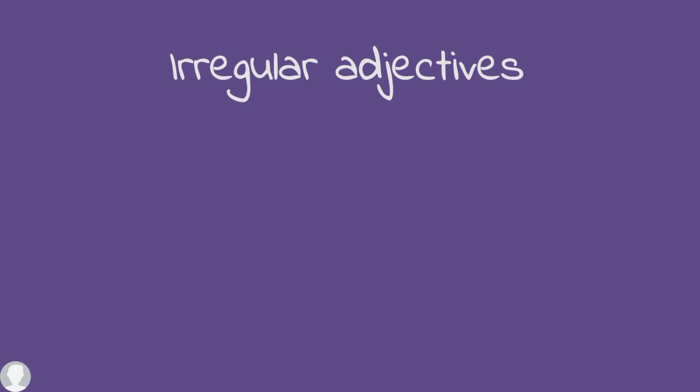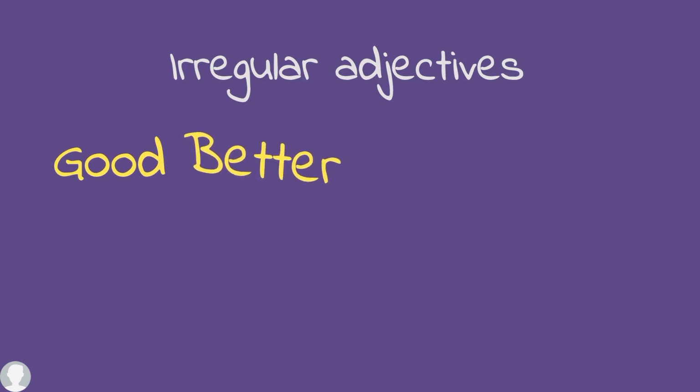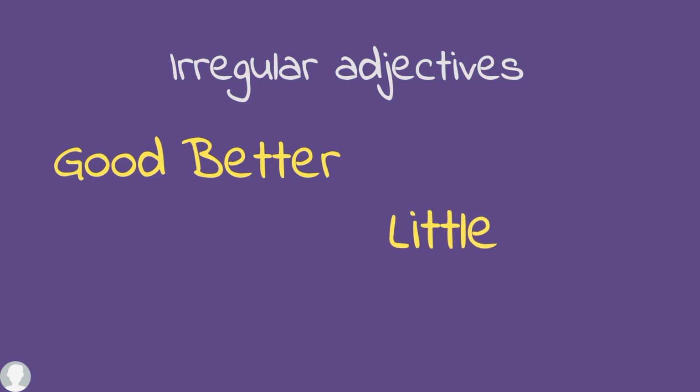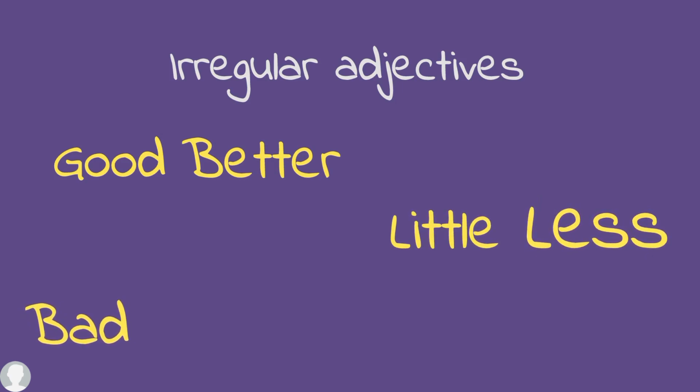There are some irregular forms which don't follow the rules. For example, good becomes better, little becomes less, and bad becomes worse.